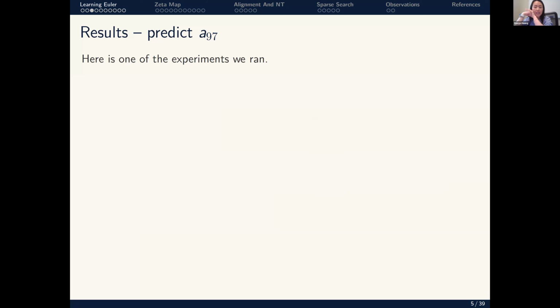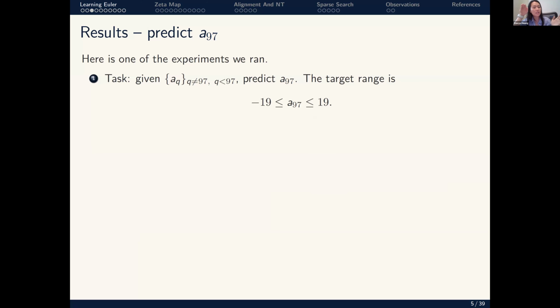Let's go straight to the point. We ran many experiments, and I want to show you some of the results that we found. The first experiment that we ran was to predict the value of A97. Specifically, we take all the primes less than 97. That's 24 of them, A2, A3, all the way to A89.